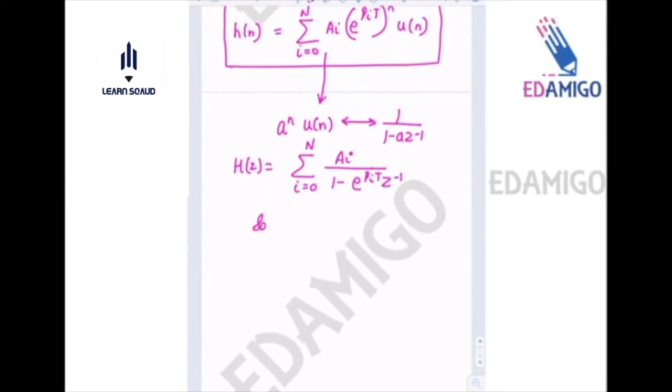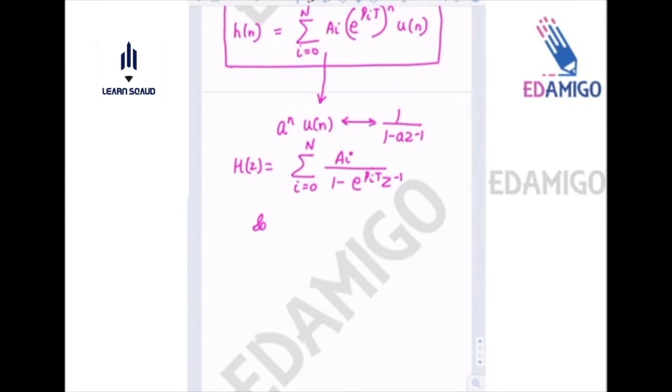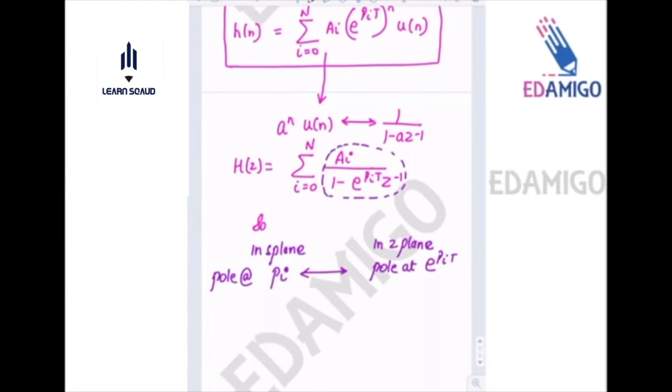So we can say that in the S plane, if I have a pole at p_i, it will convert into, in the Z plane, a pole at e to power p_i T. So we can see that here. Okay. So p_i pole will convert into a pole at e to power p_i T in the Z plane.